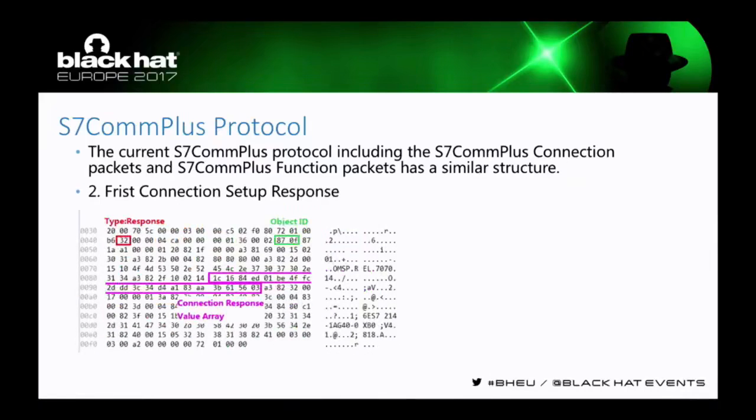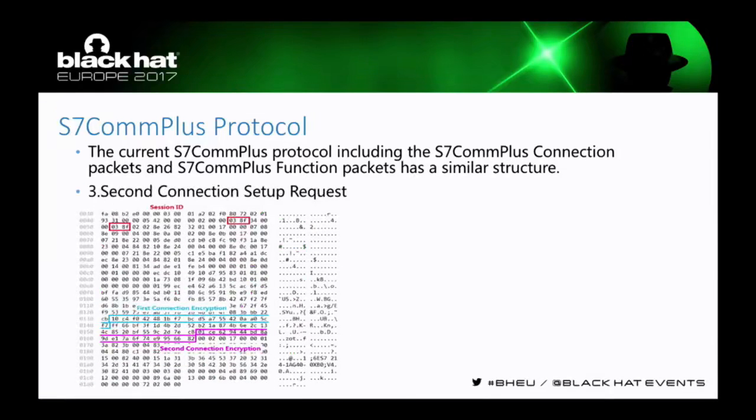And then the first connection setup response packet. It has a similar structure to the connection setup request packet. We should notice that there is an object ID in the green block and the connection response value array in the pink block. They are different in each connection setup response packet. This is generated by the PLC, and they are all random values.